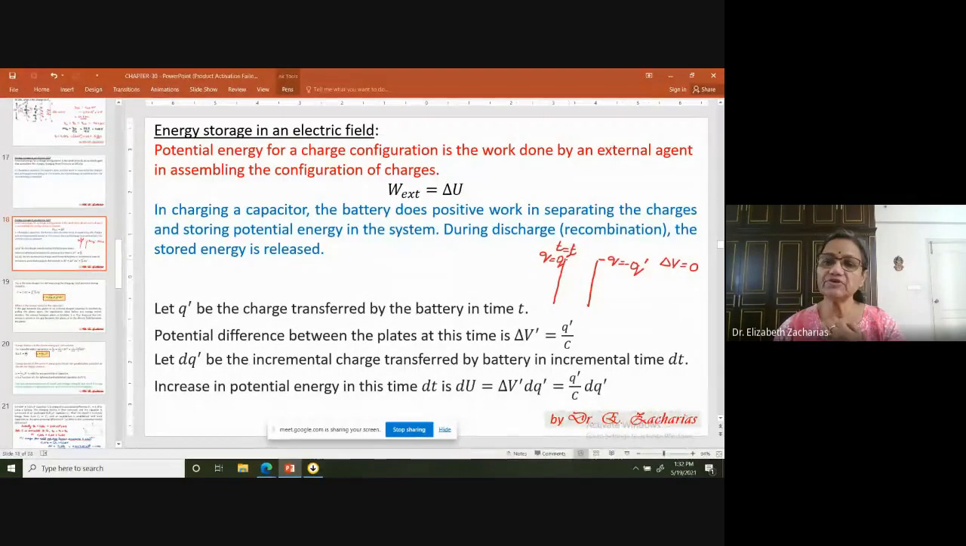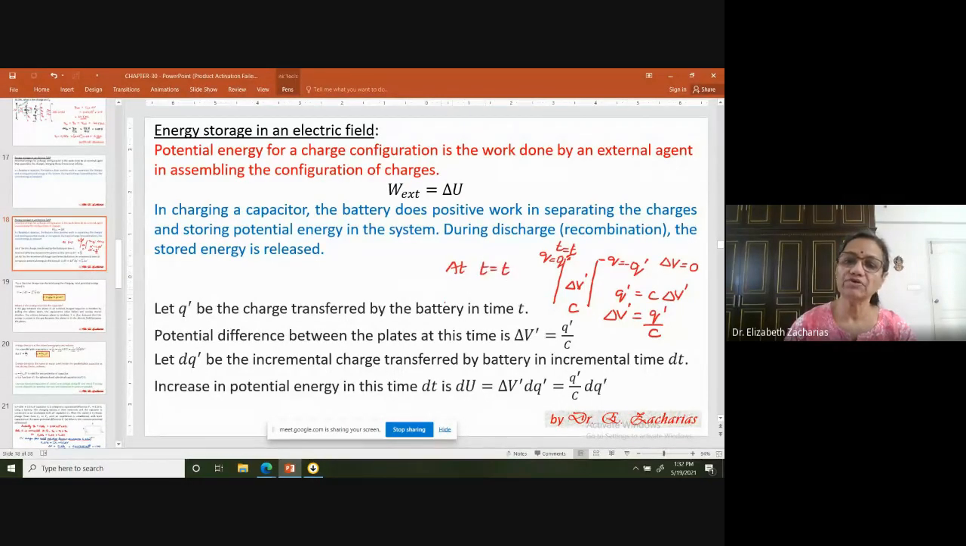And then you know that if there is a positive charge and a negative charge separated by a distance, there is going to be an electric field, or there is going to be a potential difference. So let delta V prime be the potential difference when the charge on the plates is Q prime. Now you know that capacitance is a constant. It doesn't change or depend on the charging. Therefore, you can write Q prime equal to C into delta V prime, or the expression for the potential difference is Q prime divided by C. Okay, this is at a time t.